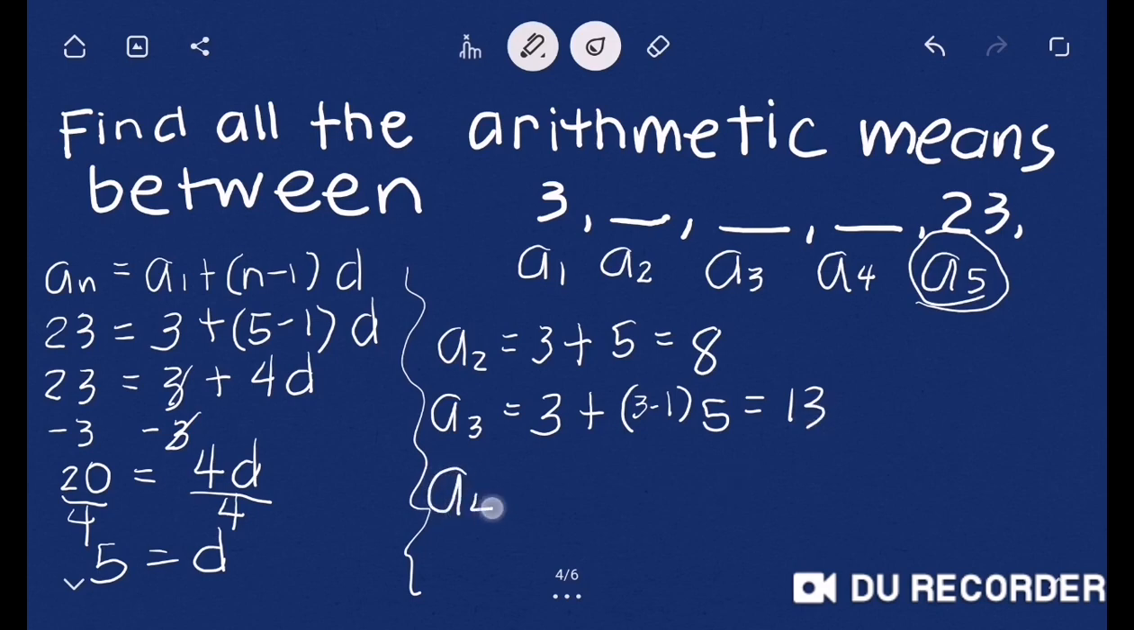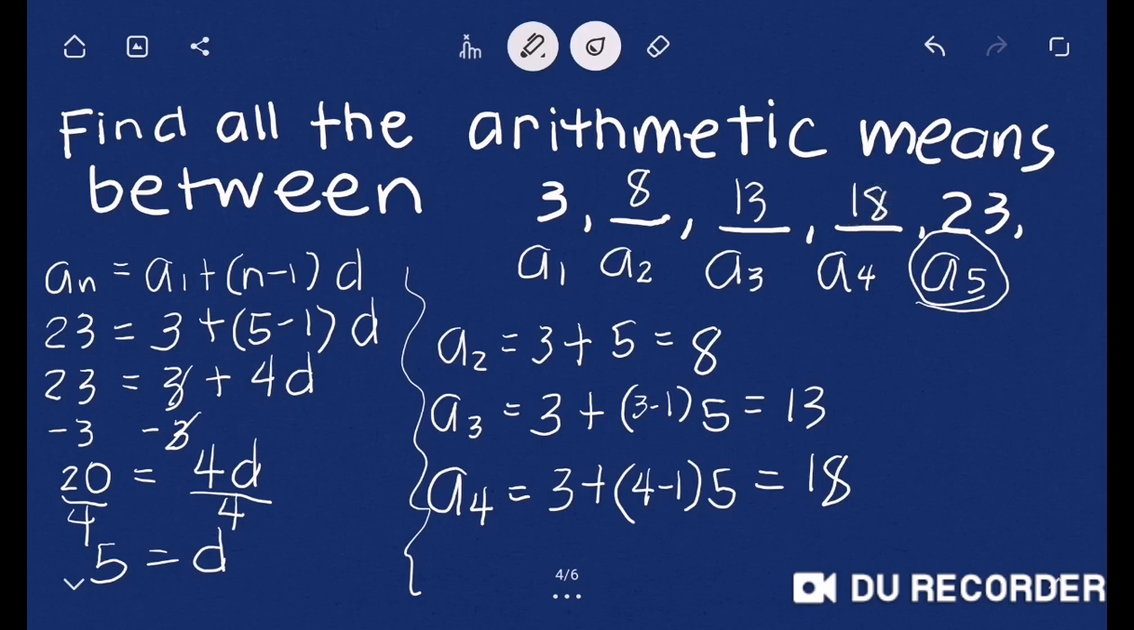And then, ang ating pang-apat na term ay same procedure. We have first term plus 4 minus 1 times 5. So 3 times 5 is the result when we subtract 1 from 4, times 5, 15 plus 3, we have 18. So meaning to say, the first arithmetic mean is 8, second arithmetic mean is 13, and then the third arithmetic mean is 18. Okay.